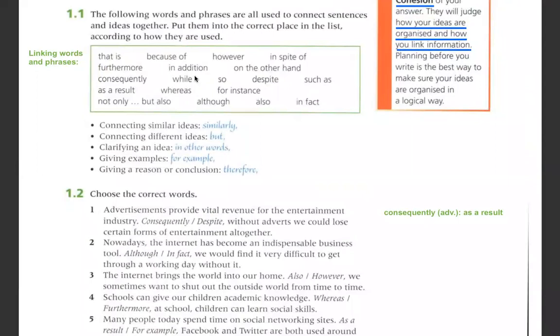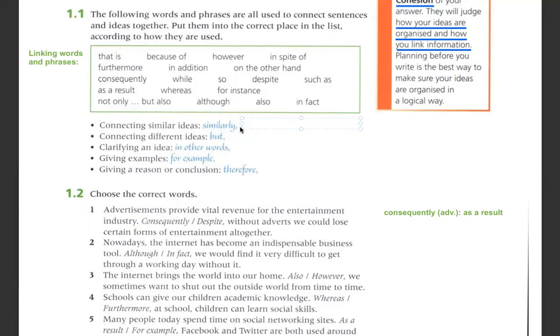We use linking words for different reasons. We can use them to connect similar ideas, different ideas, to clarify, which means to make clear. So to make an idea clear, to give examples, or to give reasons or a conclusion. So we're going to match the words to the correct category. So which other words could we add to number 1 for connecting similar ideas? We mention an idea and then we want to talk about another idea that's similar. So scan the words in the box and then type in all the linking words that we would use for similar ideas.